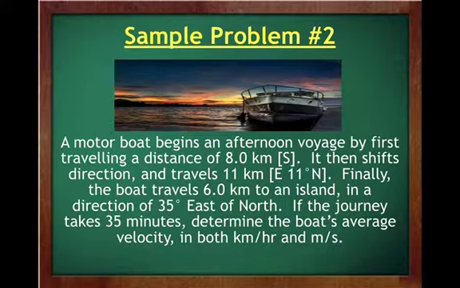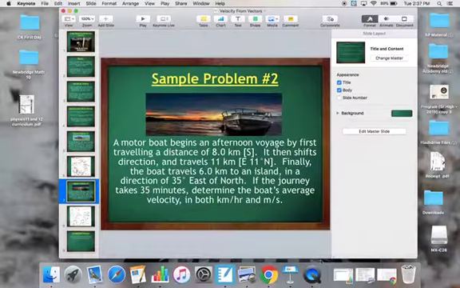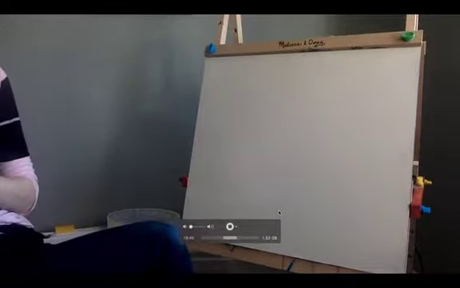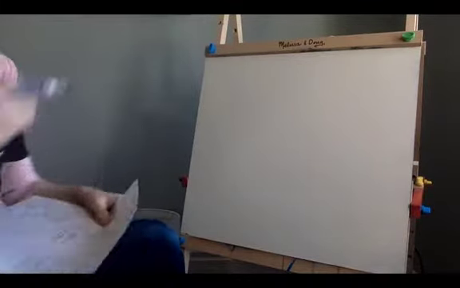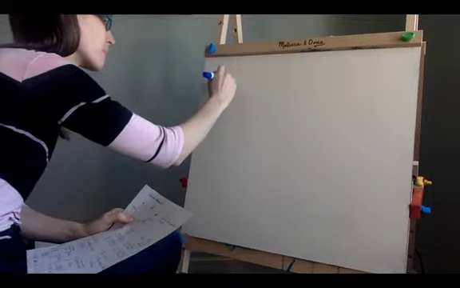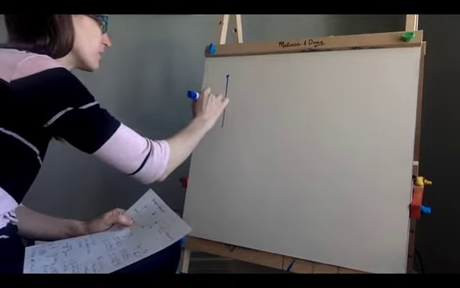If the journey takes 35 minutes, determine the boat's average velocity in both kilometers per hour and meters per second, okay? So again, that average velocity would be your displacement divided by time. Okay, so step 1 here is we need to be able to draw this scenario. So back to the whiteboard we go. All right, so step 1, we go 8 kilometers south. So if we start here, we go 8 kilometers straight down.